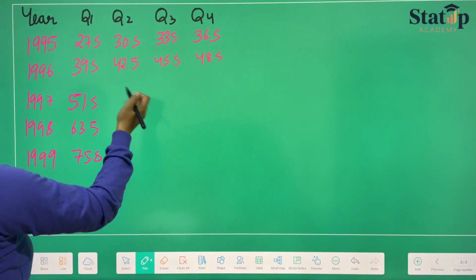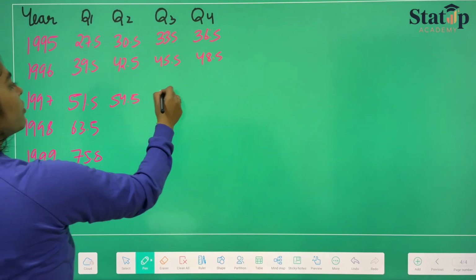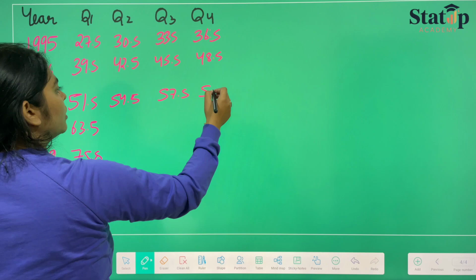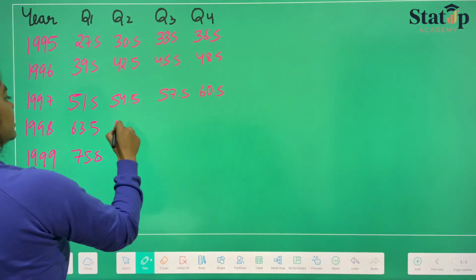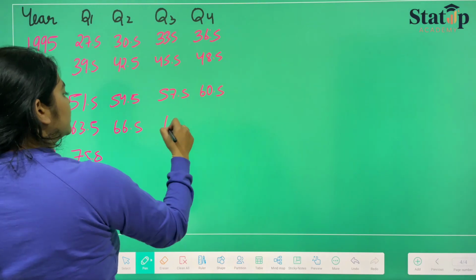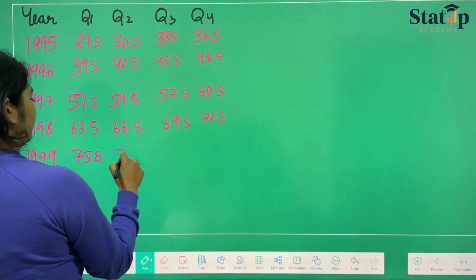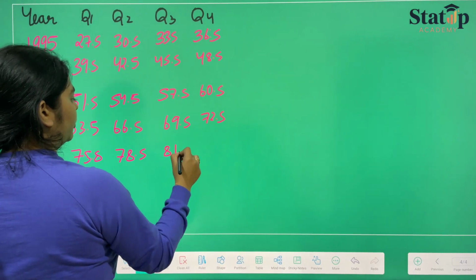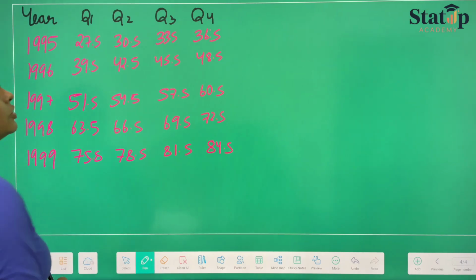So we just have to keep adding 3: 54.5, 57.5, 60.5, 66.5, 69.5, 72.5, 78.5, 81.5, 84.5. So these are the new quarterly values.